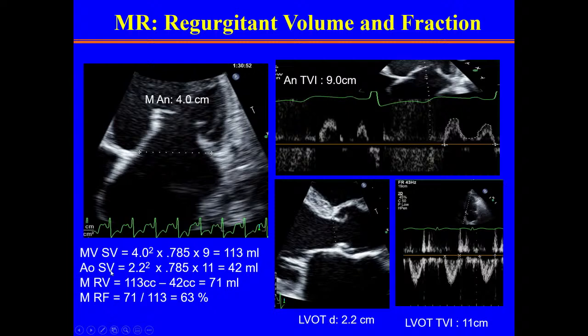Flow through the aortic valve is less, 42 milliliters, because not all of these 113 mLs that the ventricle ejects ends up going through the aorta. The difference between them is the mitral regurgitant volume. And if we express that in the numerator of a ratio where the denominator is the total stroke volume, we end up with a regurgitant fraction.